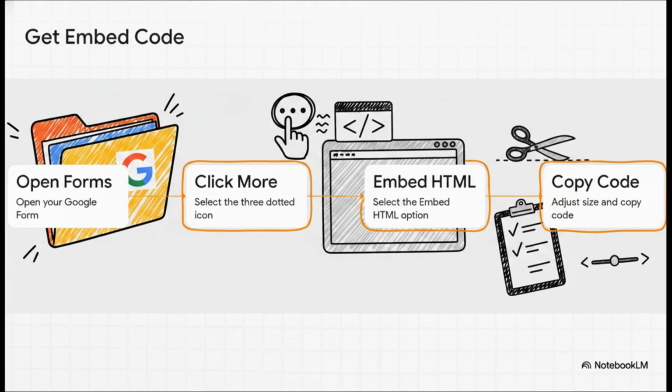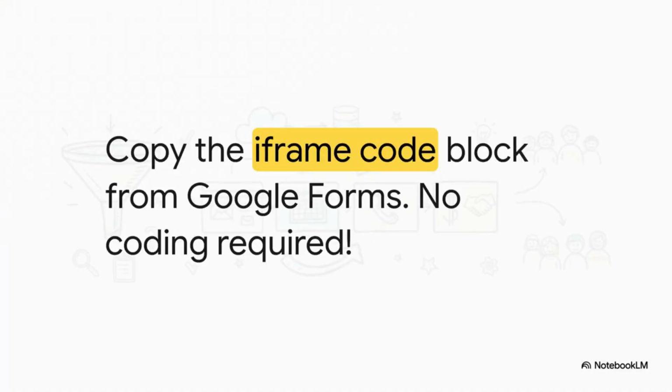A little window will pop up. Now, before you click copy, you can actually easily adjust the width and height parameters right there if you want to. Once you're happy with how it looks, just hit copy. Now, I know the term HTML sounds scary to some, but do not let this intimidate you. As you can see, it is just a simple string of text that begins with the word iframe. You absolutely do not need to be a developer. You don't need to know how to write a single line of code. You literally just copy this exact block of text directly to your clipboard, and you are 100% done with this step.